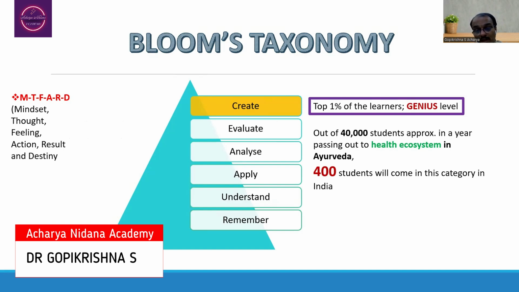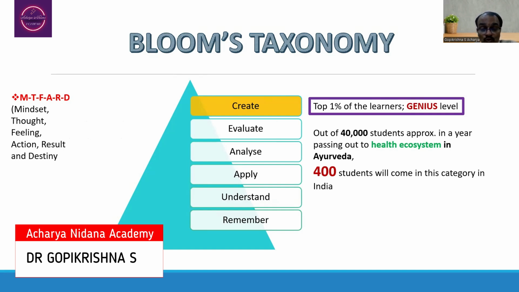So when you think about the overall picture, out of 40,000 students approximately in a year who are passing out into the health ecosystem, specifically in Ayurveda, only 400 students come in the top category, the 1% of learners who have the capacity to create or innovate, or what we can say the genius level. For this, you need to have a thorough thought process.